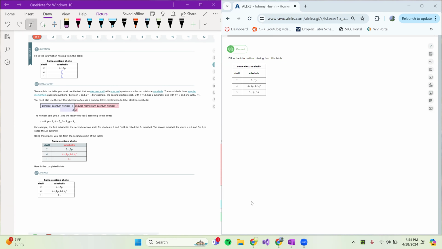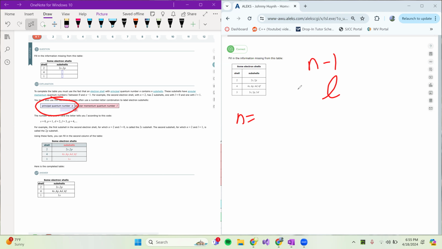This is chapter 8, question 1. It gives you the shell, which is also referred to as the energy level. The n is our principal quantum number, and given n, you get the angular momentum quantum number, L. L is always going to be n minus 1.